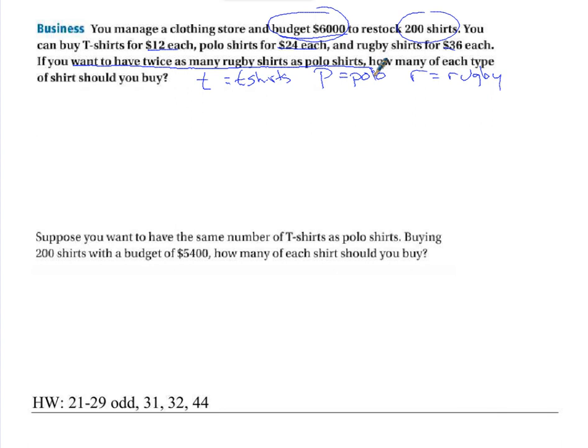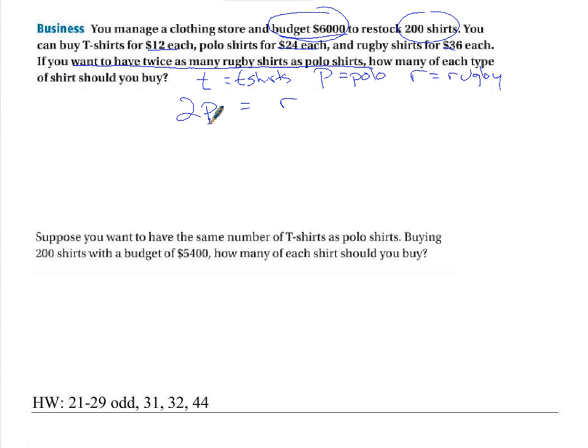The question is, where does the 2 go? I have polo and I have rugby. If I double the amount of rugby shirts, do I get the number of polo shirts? I have twice as many rugby shirts as I have polo shirts. So I have to double the polo shirts to tell me how many rugby shirts I have. Okay, that takes care of that.